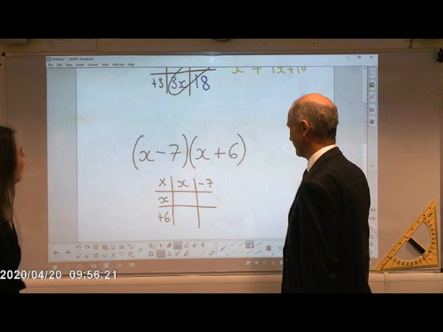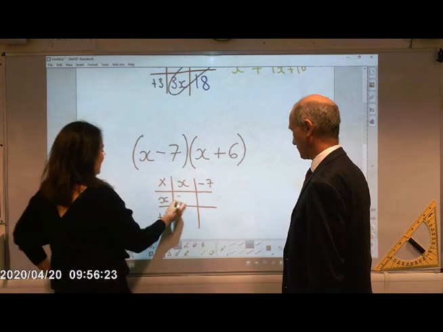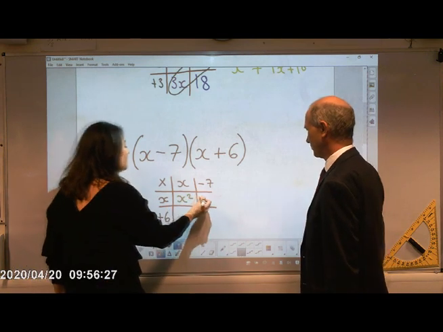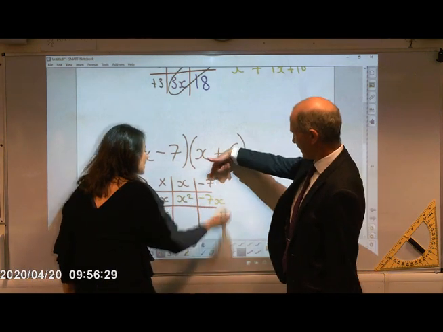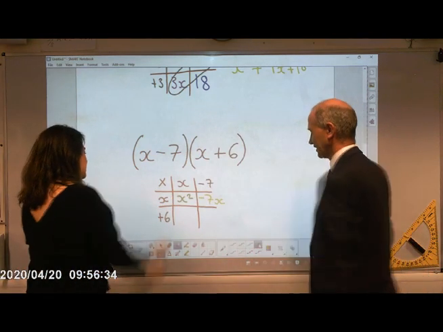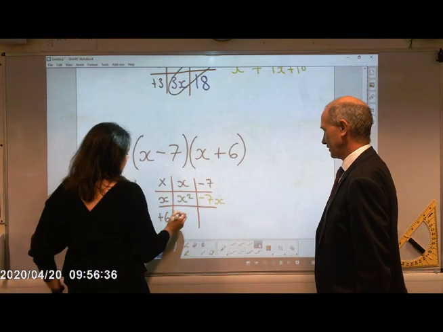Okay, so x times x is x squared. Do you want a different colour? Yeah, why not? X times minus 7 is minus 7. Be careful of that. That was a minus 7 multiplied by an x, so it gives us minus 7x. Positive 6 times x is going to be 6x.